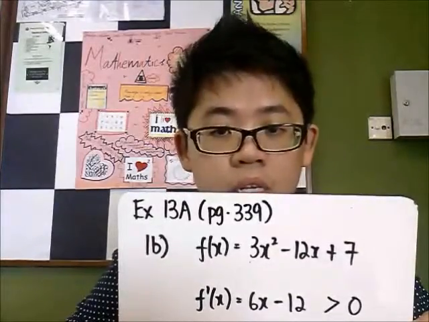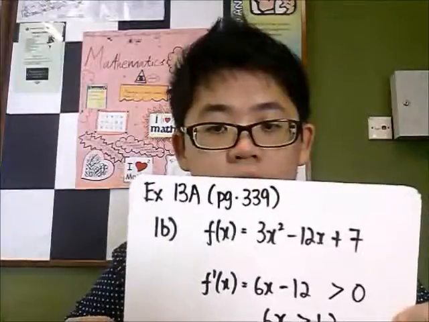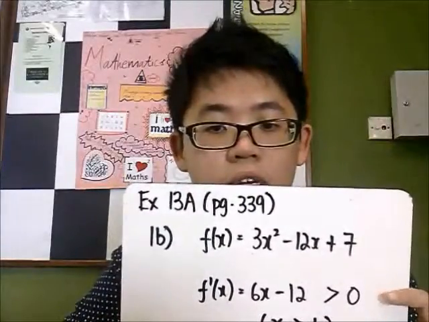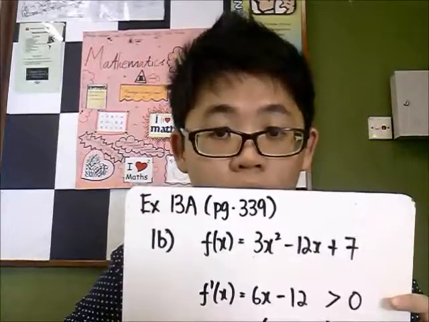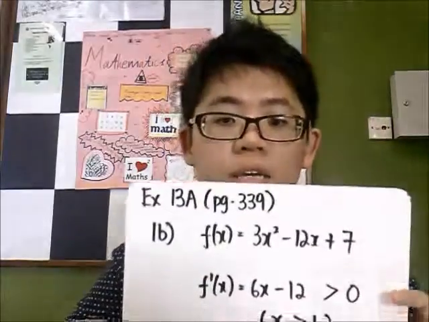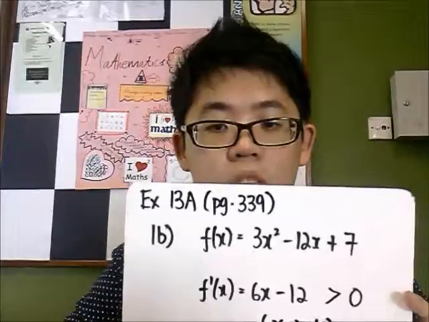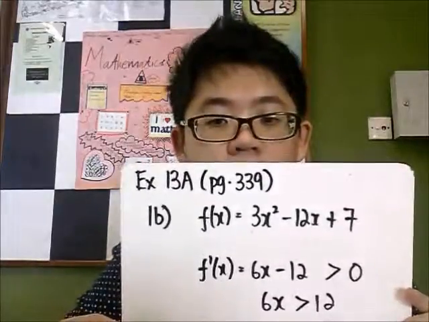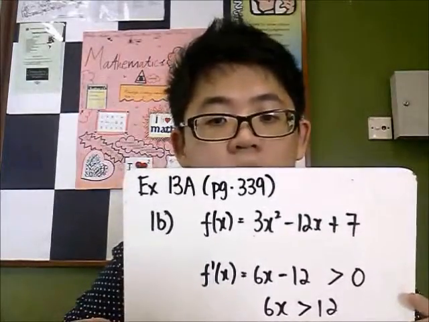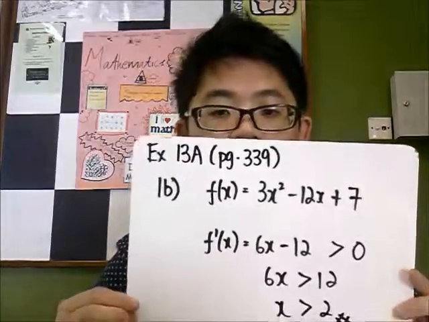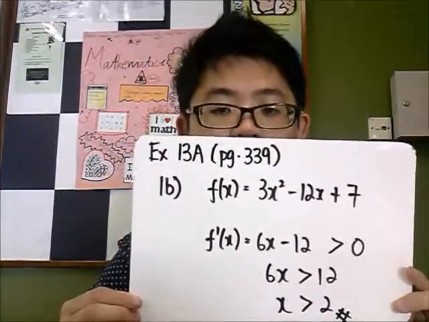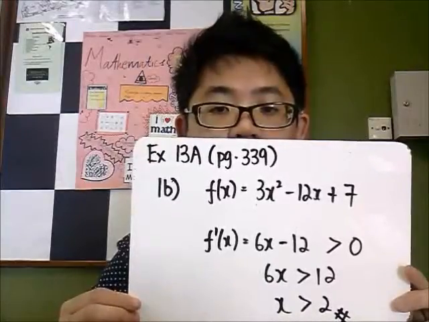6x minus 12. Now notice that what I have over here is greater than 0, because we are looking for an increasing function. So if we continue solving the inequality, you'll get 6x greater than 12. And if you solve this simple one, you get x greater than 2 as your final answer.